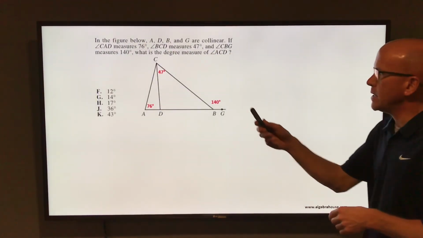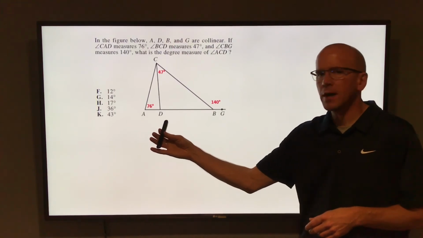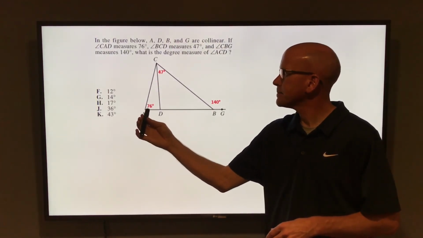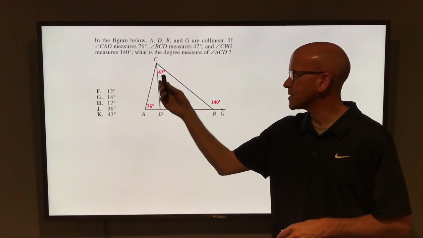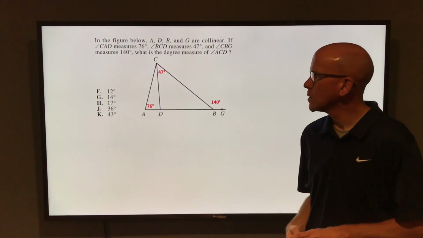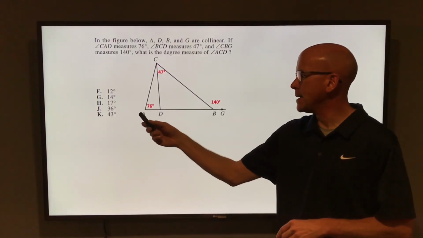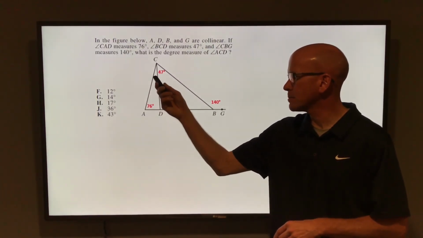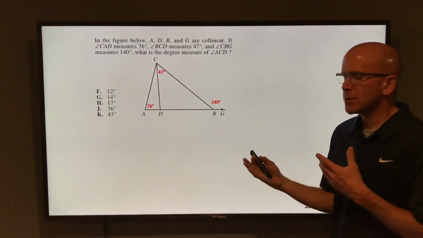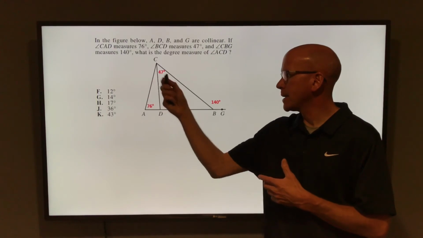In the figure below, A, D, B, and G are collinear. That means they all lie in a straight line. If angle CAD measures 76, angle BCD measures 47, and angle CBG measures 140, what is the degree measure of angle ACD? So this small angle right there next to the 47. Take what's given to you and work your way around to get that.